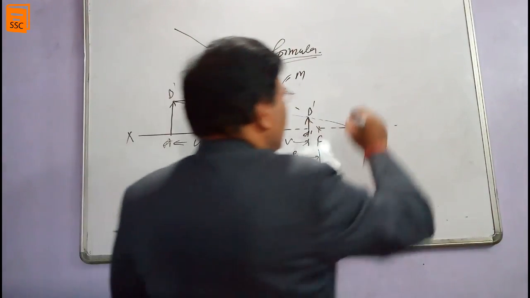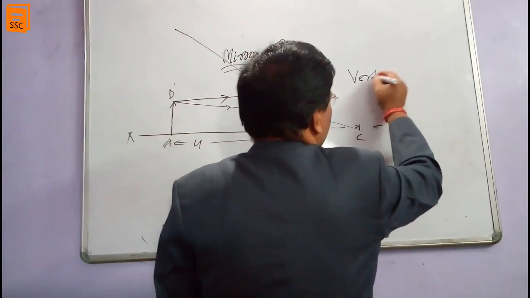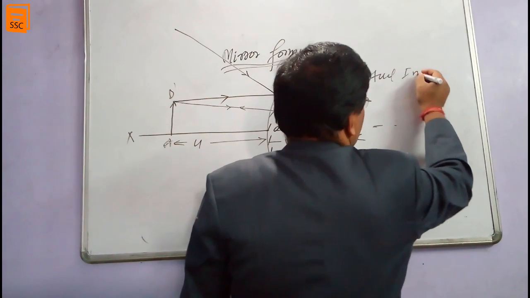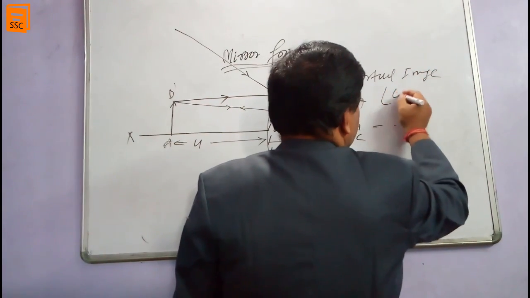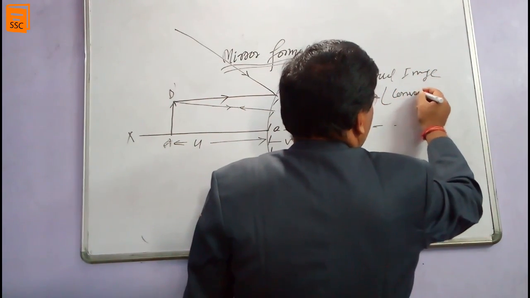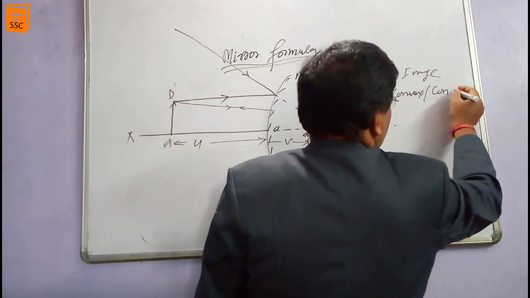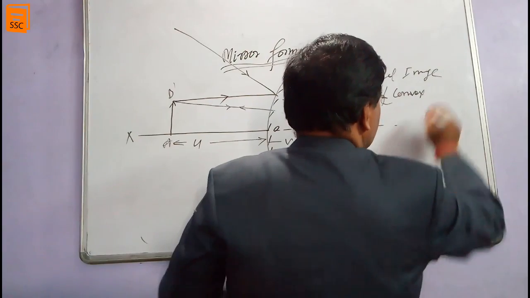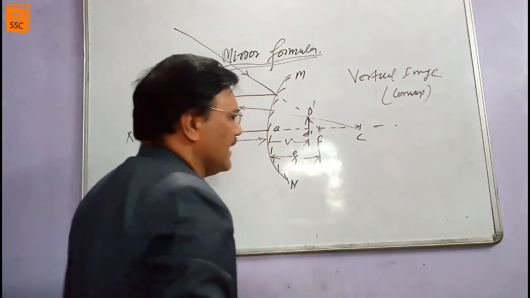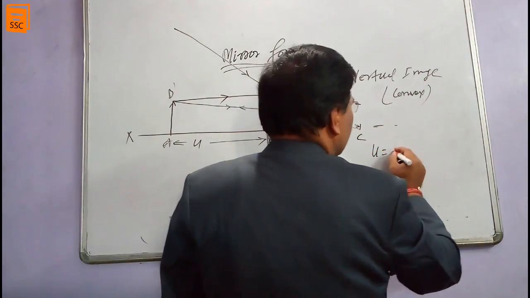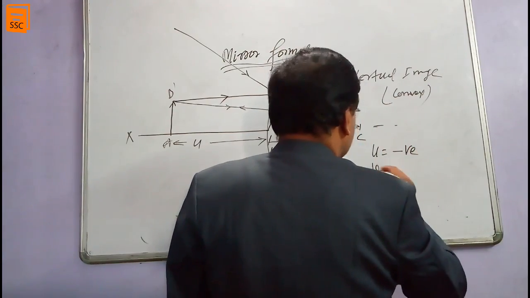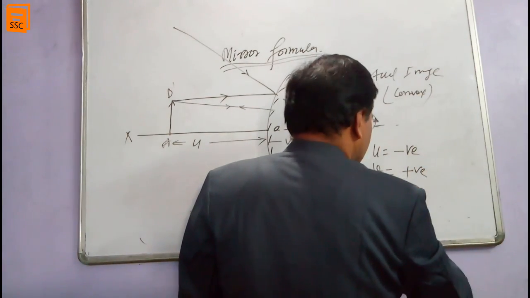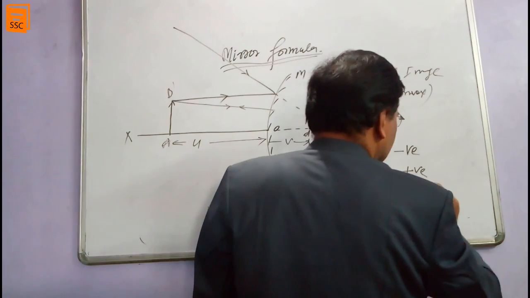You consider it a virtual image. In the case of a virtual image, in both lenses, either convex or concave, first we have the case of convex. What is U? U is negative. What is V? V is positive. What is F? F is positive.